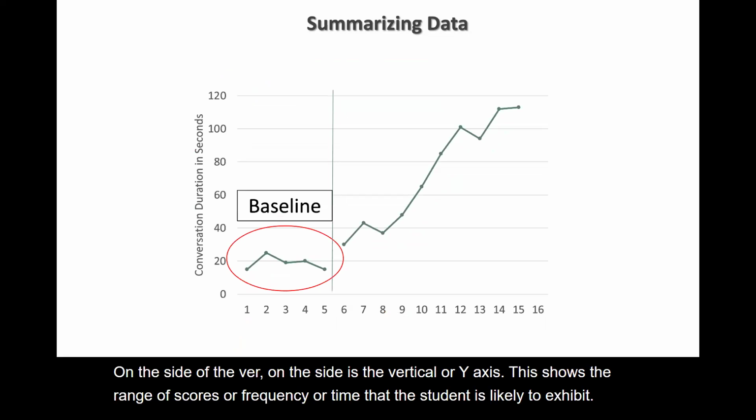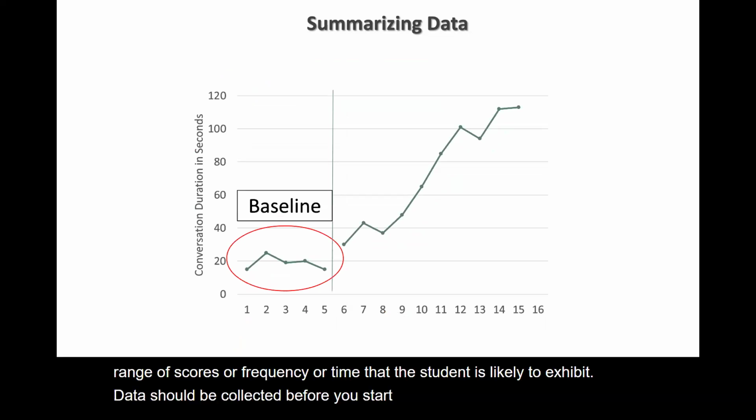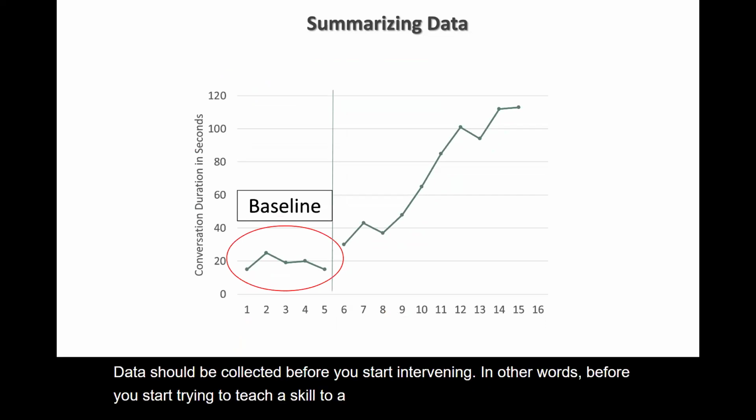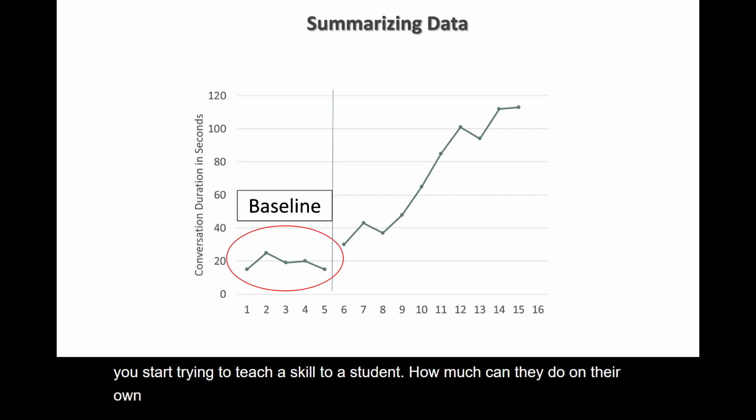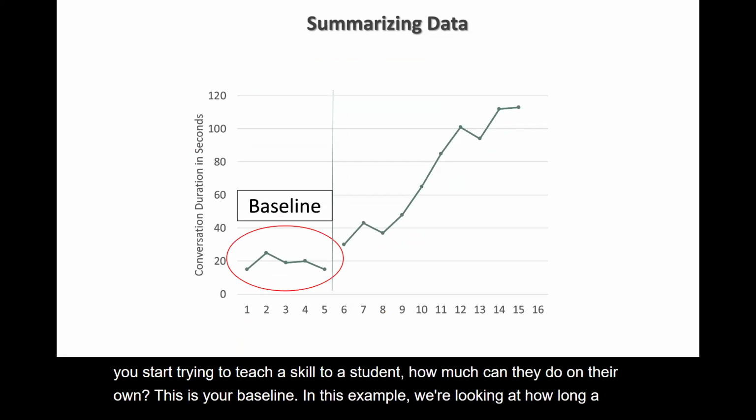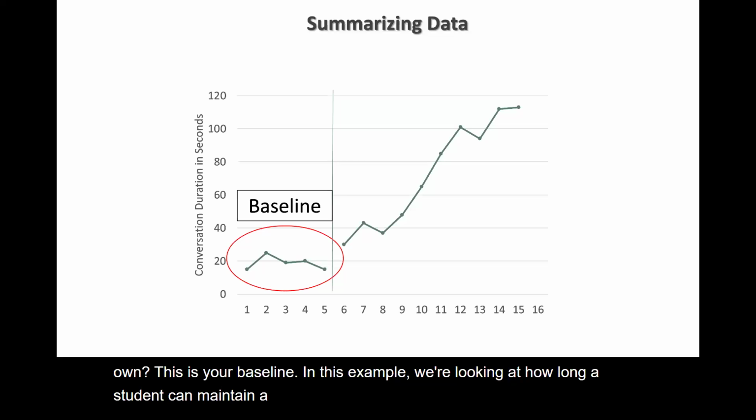Data should be collected before you start intervening. In other words, before you start trying to teach a skill to a student, how much can they do on their own? This is your baseline. In this example, we're looking at how long a student can maintain a conversation. This averages around 20 seconds.